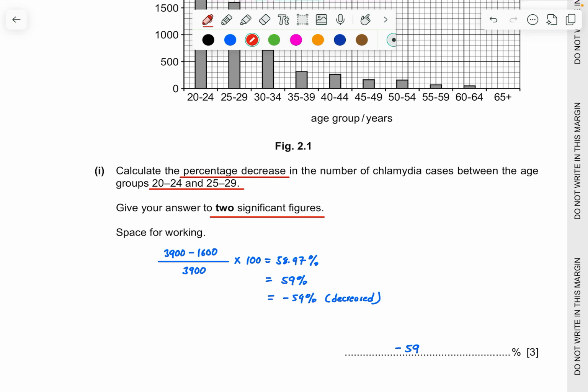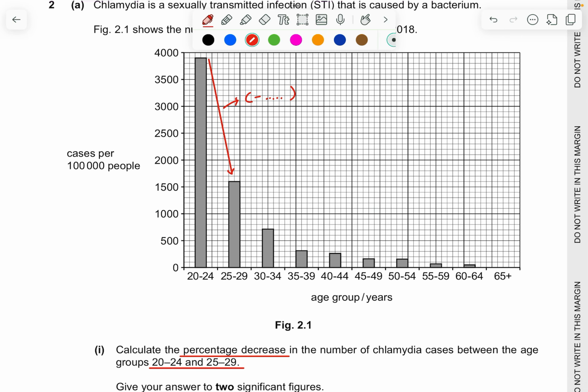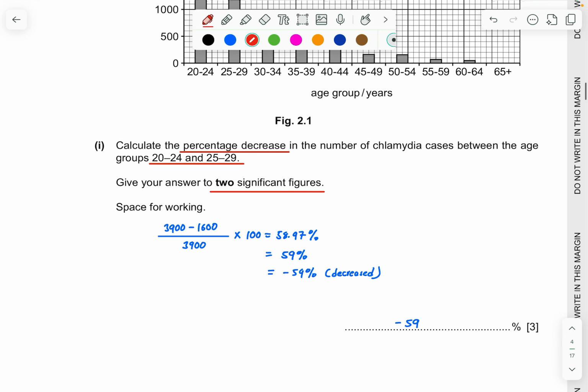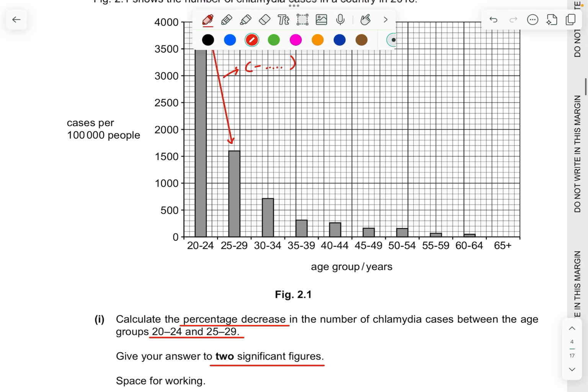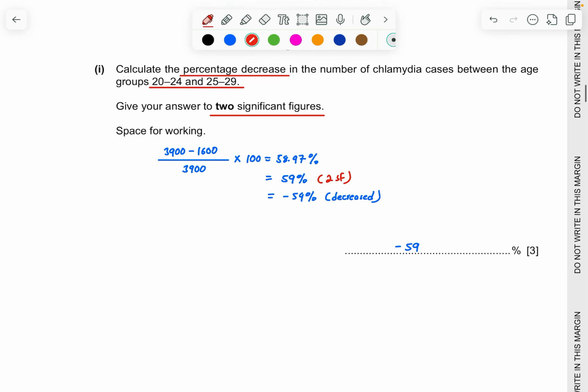Between these two age groups, we're going to get 3,900. It has to be clear in the number. There is no 3,910, because you can see the spaces are allocated for every 100. So 3,900 minus 1,600, divided by 3,900, times 100 equals 58.97. Adjusting the value to 2 SF will be 59%. Because I mentioned before that it drops from one age group to another, it becomes negative. So the answer is negative 59%. If you never put the negative, there could be a chance that you might lose 1 mark. So be very careful in this exam.